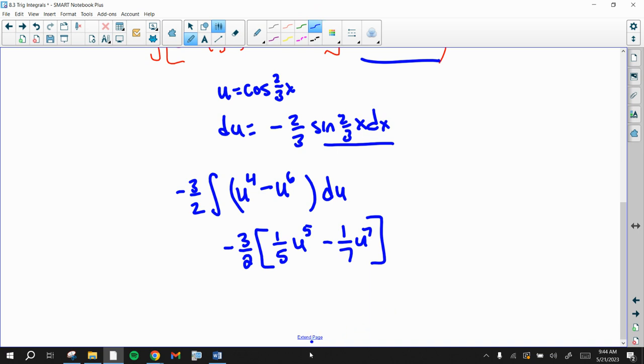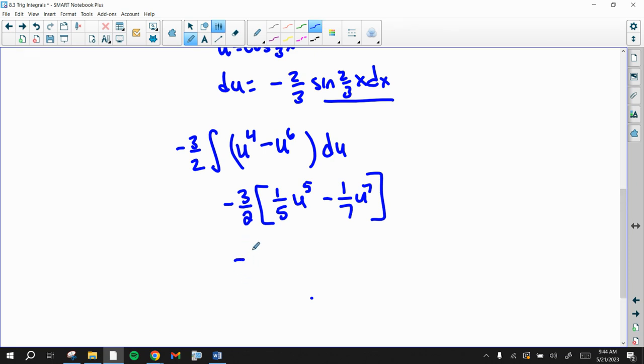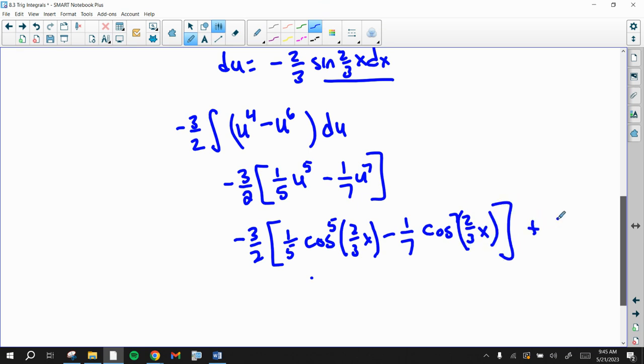And then remember, since u is cosine of 2/3 x, I have negative 3/2 times 1/5 cosine to the 5th of 2/3 x, minus 1/7 cosine to the 7th of 2/3 x, plus C.